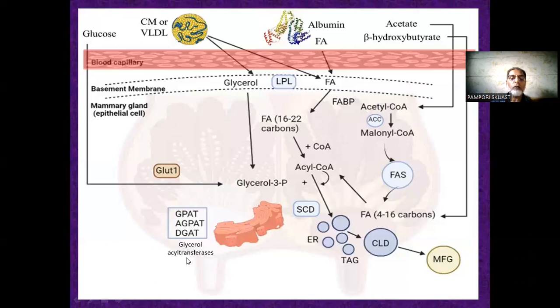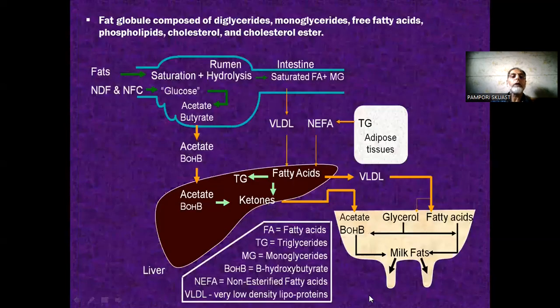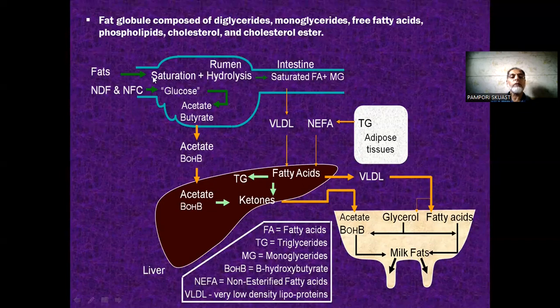These are the different glycerol acyl transferases, which process the glycerol and make it available for the production of fatty acids as milk fat globule. You can see over here the fat globule is composed of triglycerides, monoglycerides, free fatty acids, phospholipids, cholesterol, and cholesterol esters, and it's being produced.